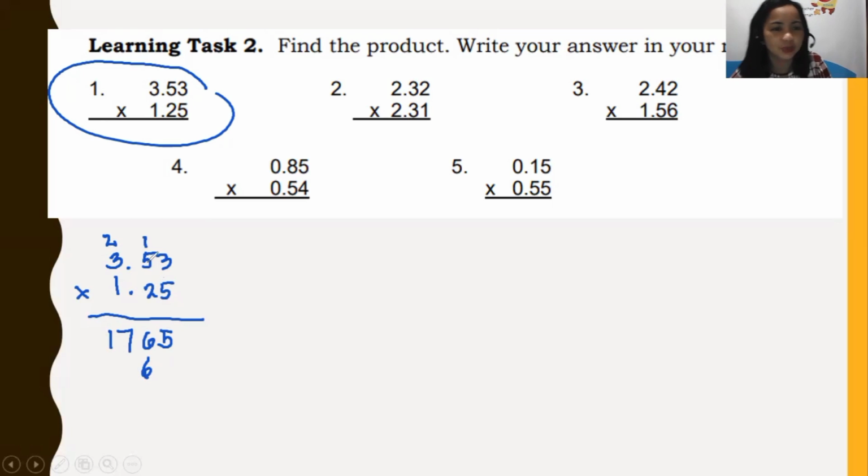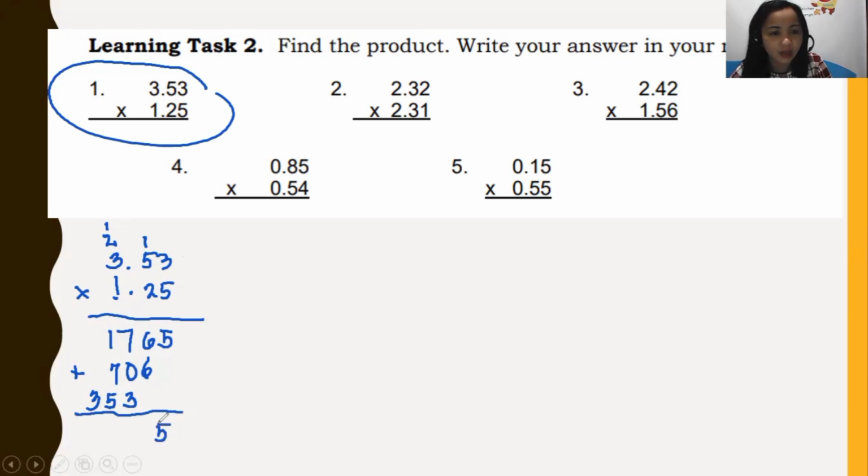So we have 2 times 5 is 10. Bring down 0. Carry 1. 2 times 3 is 6 plus 1, 7. And then we have 1 times 3 is 3. Iisod uli na isang pwesto. 1 times 5 is 5. And 1 times 3 is 3. Then add the partial product.